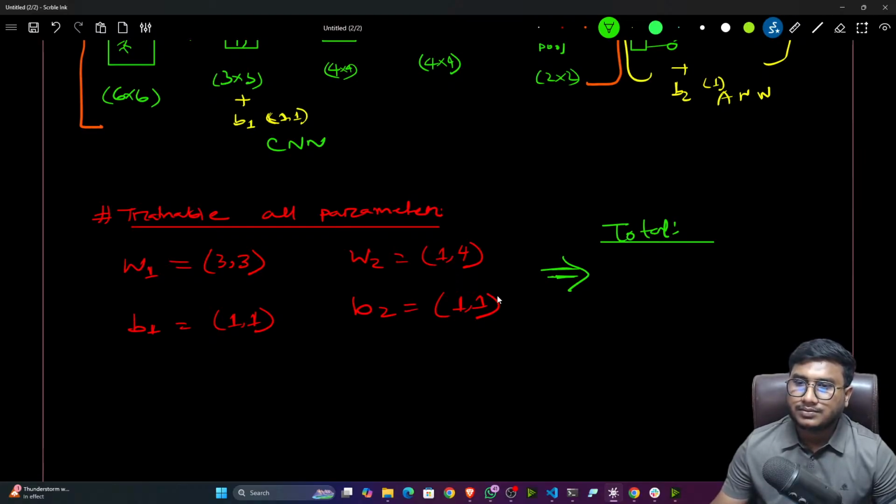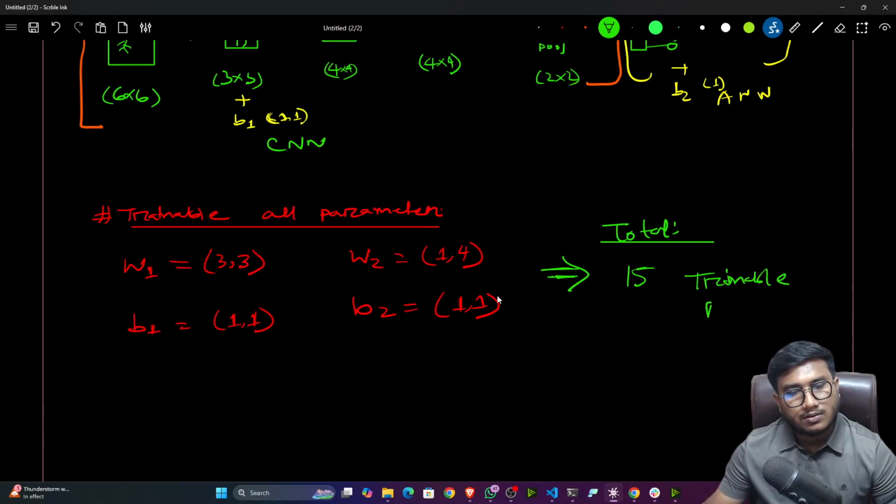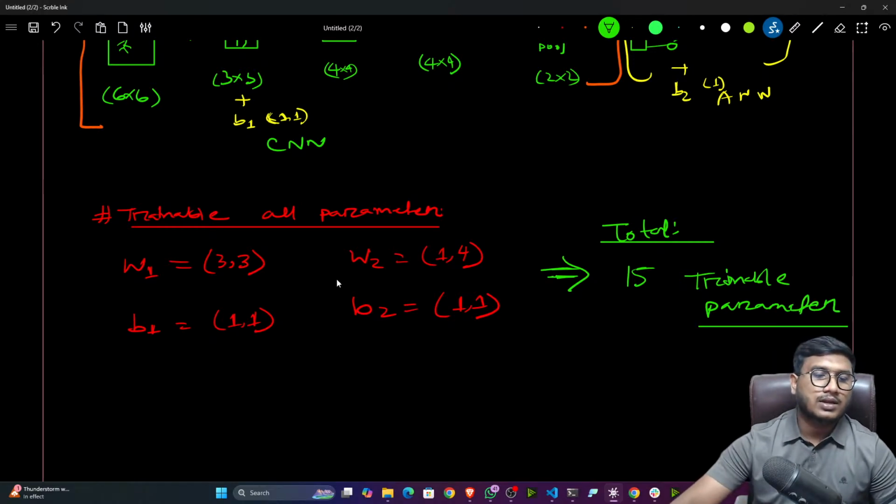How many parameters? So you can count. Here you are having 9, 10, 11, 12, 13, 14, and 15. If you combine all of them, you will be getting 15 trainable parameters. I can write trainable parameters. In this architecture, I'm getting 15 trainable parameters.